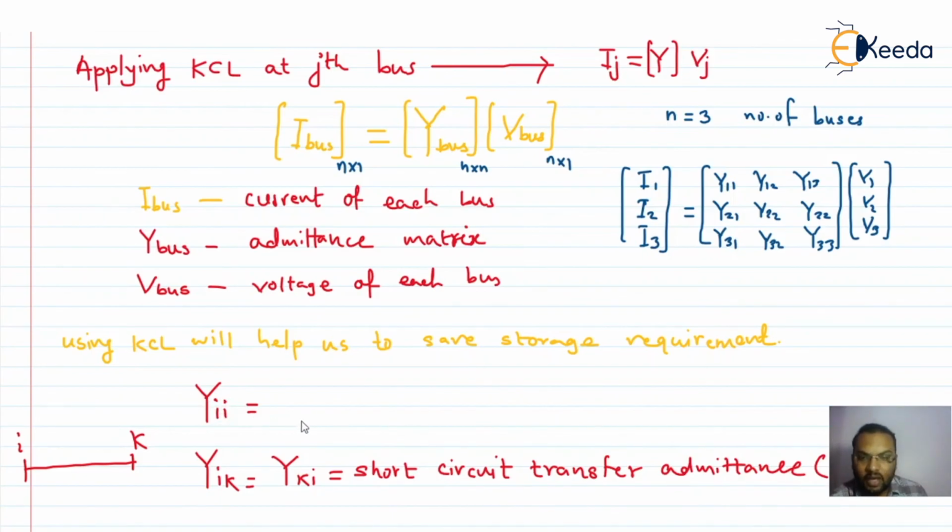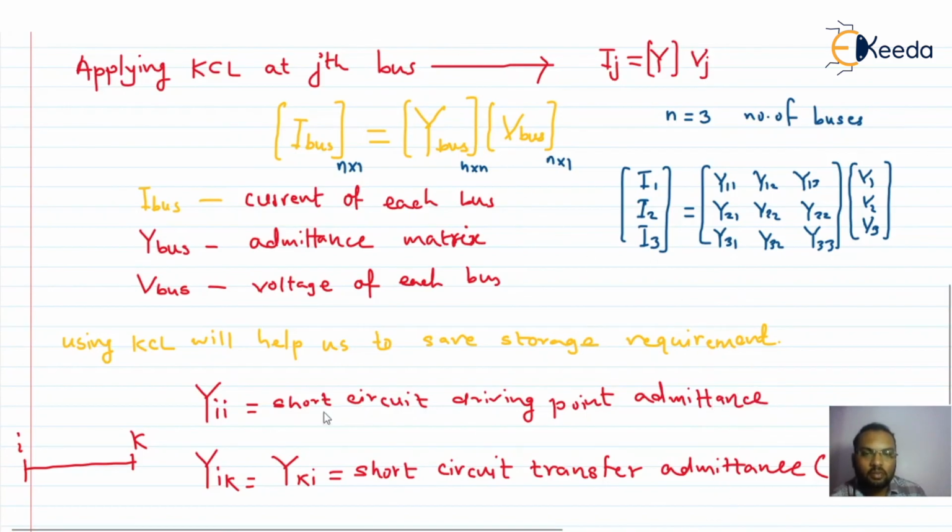Now what about Y_II? It is the short circuit driving point admittance, not impedance, it should be admittance. Or you can call this the self admittance as well.